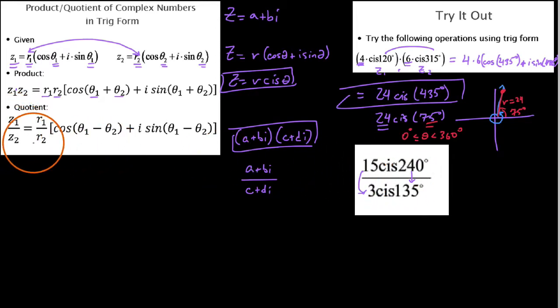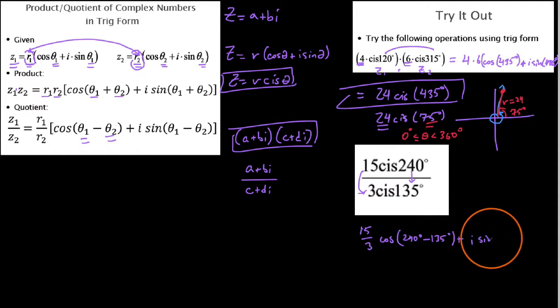If you look over here, z1 divided by z2 is the r1 from the first number divided by r2, the modulus value of the second number. So you just divide the modulus values, and then instead of adding the arguments, you subtract them, and order does matter. We're always going to subtract theta 2 from theta 1, that is, subtract the denominator's angle from the numerator's angle. So this would be 15 over 3, and then we would get cosine of 240 minus 135 plus i sine 240 minus 135. So we have our r out front, the quotient of r's, and then subtraction of the arguments.